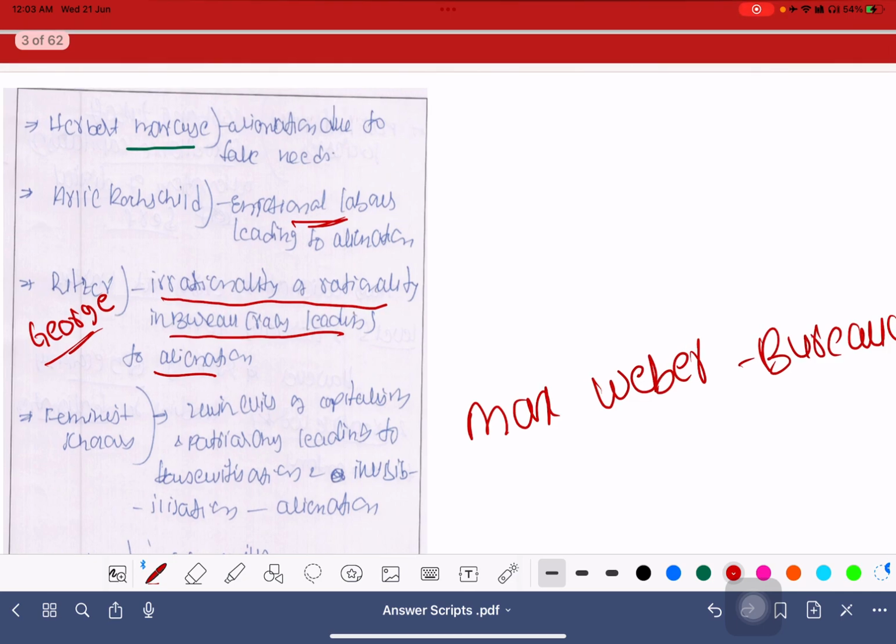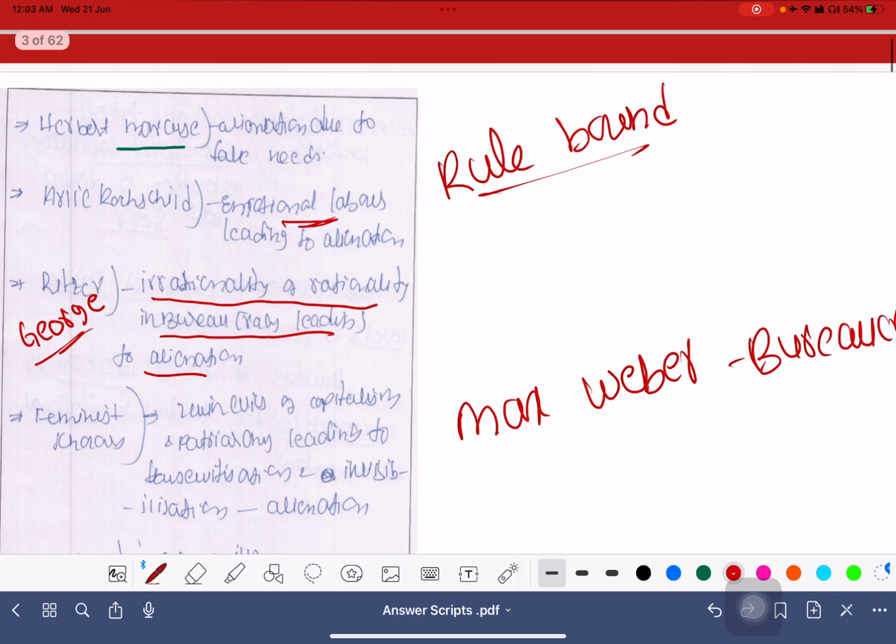Irrationality of rationality in bureaucracy means that you are completely rule bound. You will not deviate from rules. You always say rules should be given primacy. For example, in the movie Munna Bhai MBBS, we come across one scene. One emergency case comes into the hospital, where the doctor asks them to first take the patient into the emergency room and get the operation done. But the hospital administration says no, first they should fill the admission form.